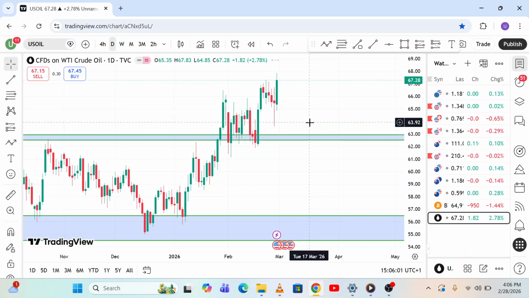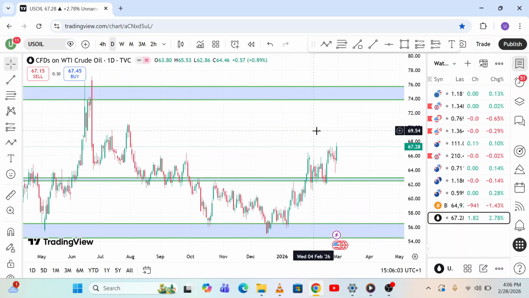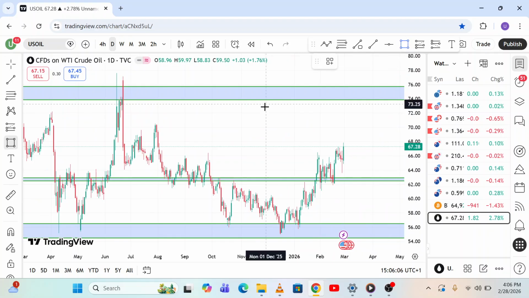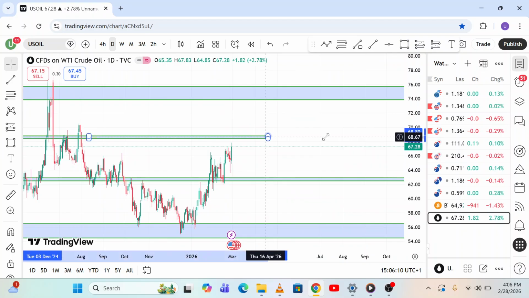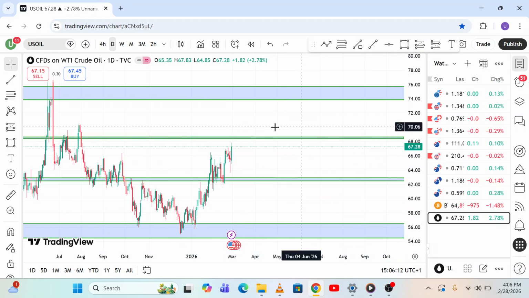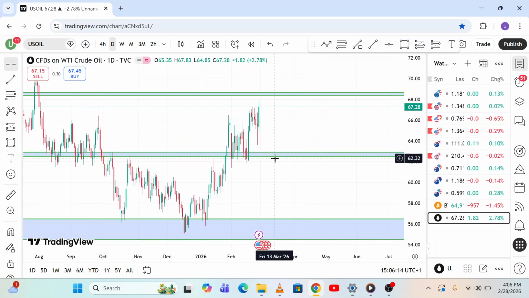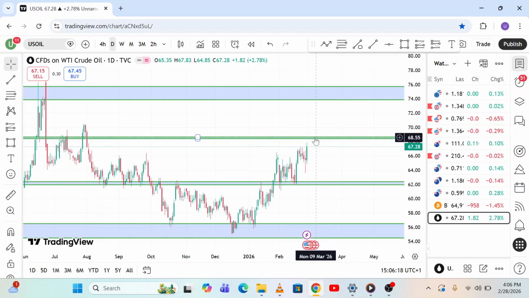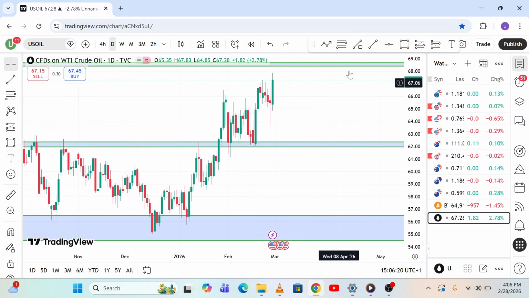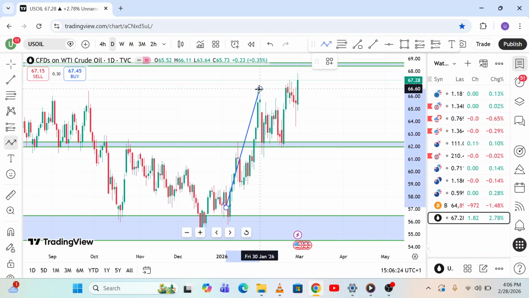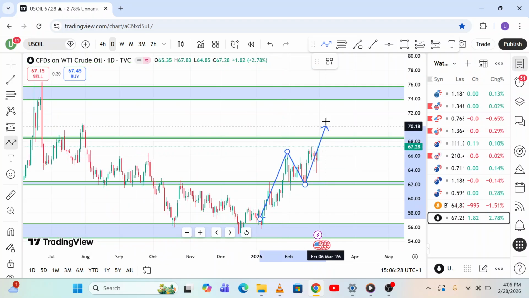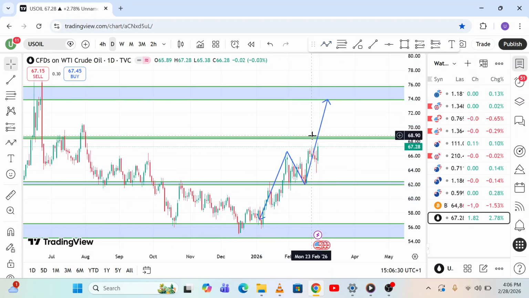Let's go in the daily time frame to see. As you can see, still we are in an uptrend. As I was saying, the buyers stepped in, break of structure, retest to form a higher low here, so that we expect continuation there.